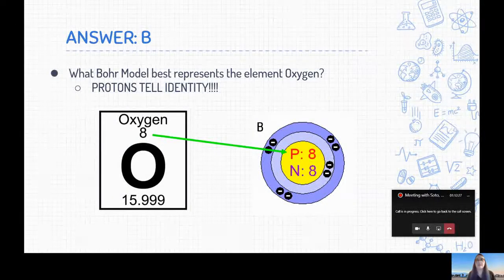So again, we're able to tell the identity of the atom based on the protons. The protons are like the name tag for the element. That's what's going to tell you what it is.